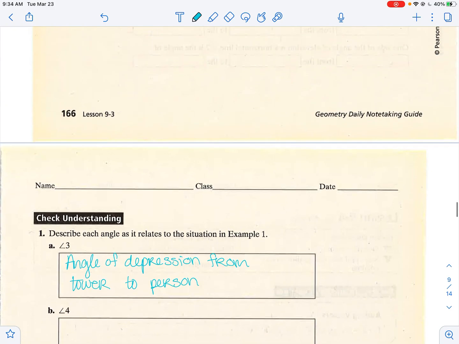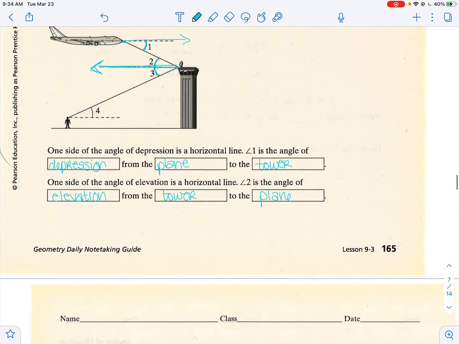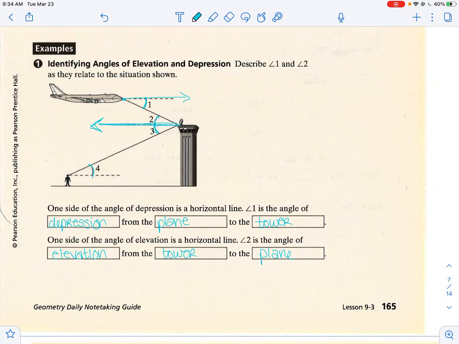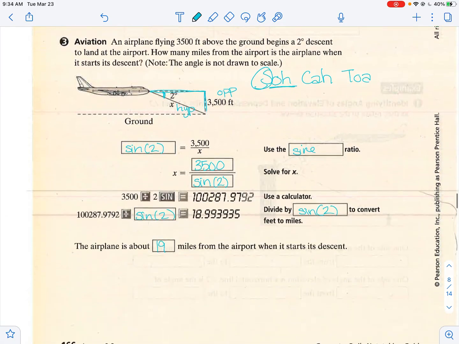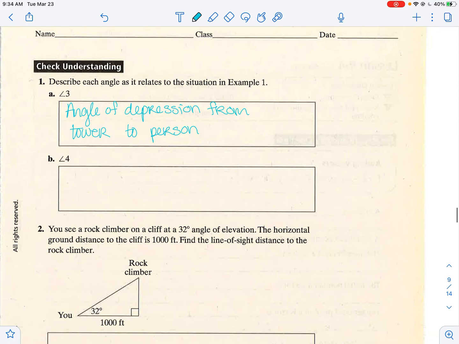Okay, we need to look at angle 4. So angle 4 goes from this horizontal line upwards from the person to the tower. So this, since it goes upwards, would be an angle of elevation from the person to the tower.